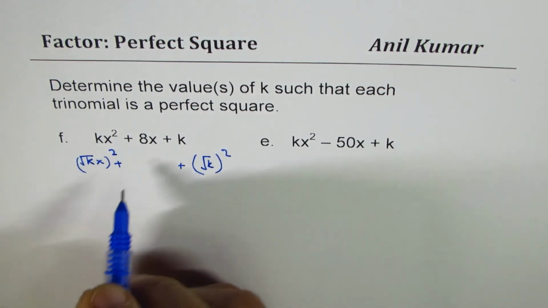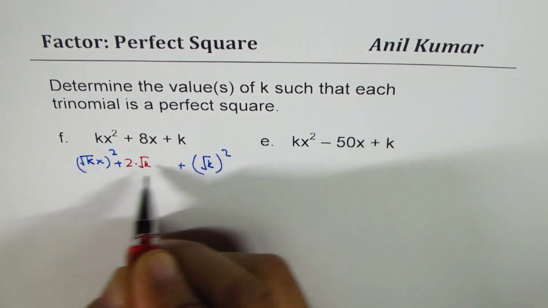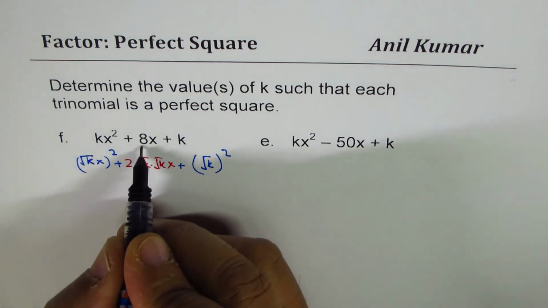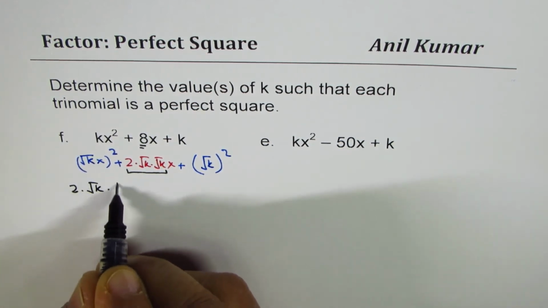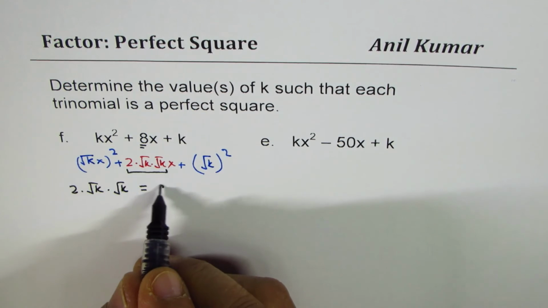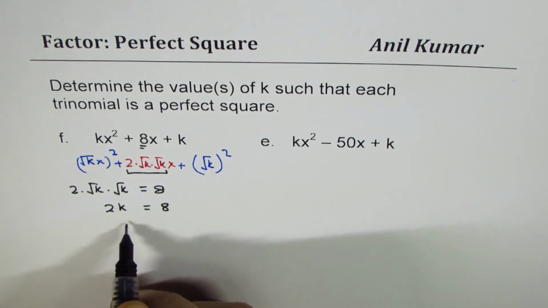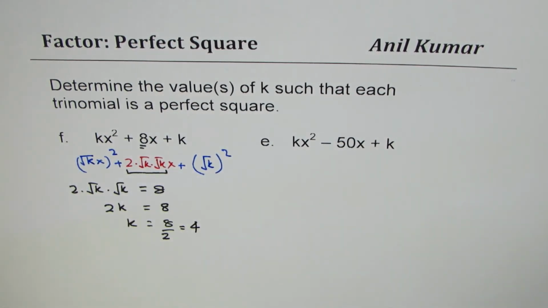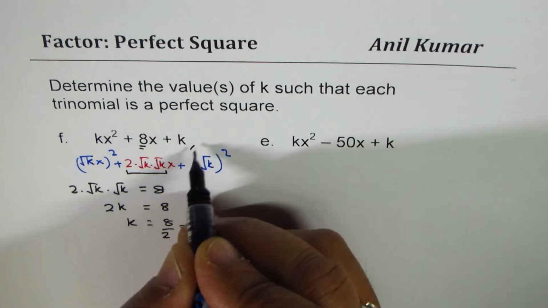The center term for us will be twice this one, that one. We want to write x at the end, right? Okay. And that tells us that 8 is equal to all this. So 2 times square root k times square root k is equal to 8. That means twice k is equal to 8, or k equals 8 divided by 2, which is 4, correct? Now, so the k is 4. It's a perfect square of 2. Is that okay? So that works. And therefore, we can say k is 4.